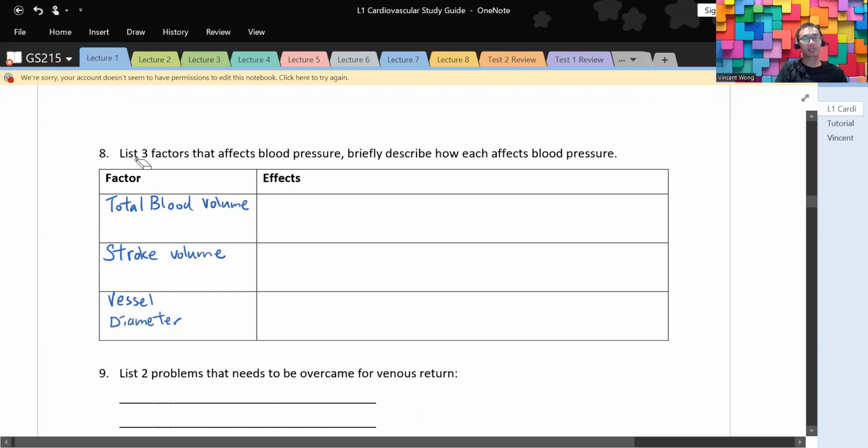That is correct. Okay, so these are the 3 factors that we talked about that would affect blood pressure. But of course, there are so many other factors that we didn't go into, but these are the ones that are in the PowerPoint. So total blood volume, generally speaking, higher blood volume equals higher blood pressure. The more volume you have, the more pressure there will be within the vessel.